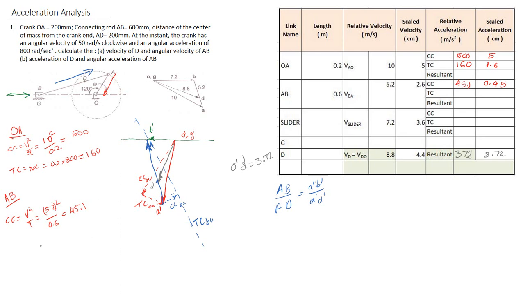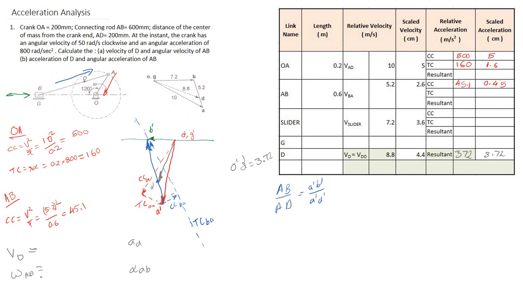In the question it is asked to find out the velocity of D, omega AB, then the acceleration of D and alpha AB, that means the angular acceleration of link AB.